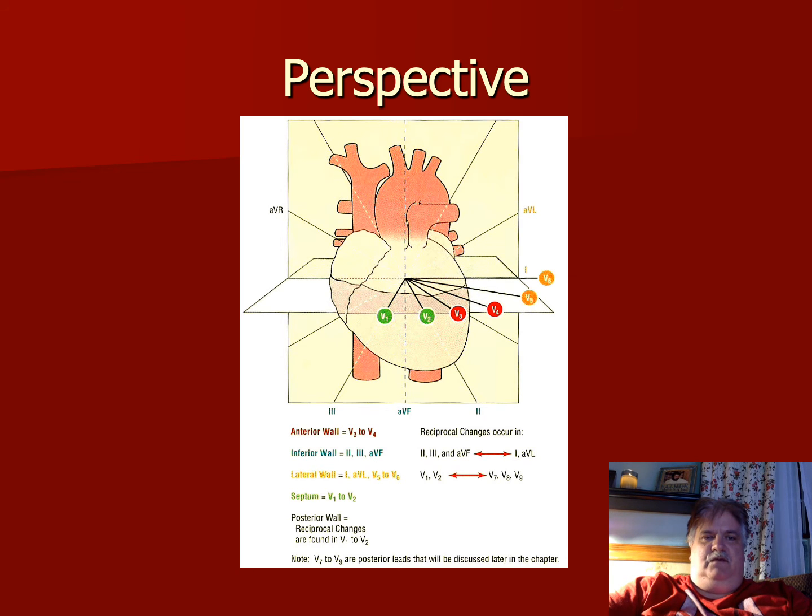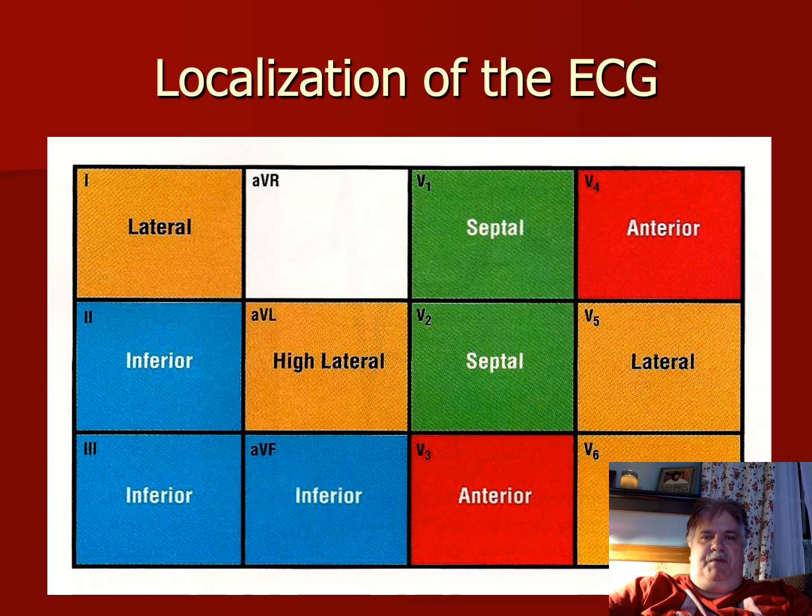V1, V2, look at the septum. V3, V4, look at the anterior wall of the left ventricle. And V5 and 6, look at the low lateral wall. And before we start to do EKGs, we have to be able to remember localization of the EKG.